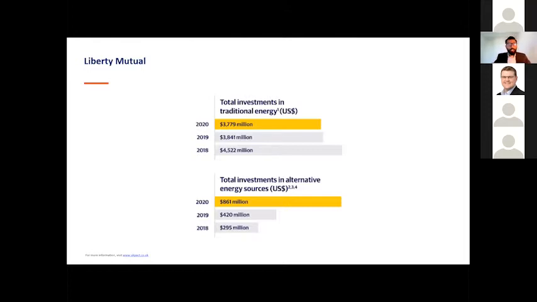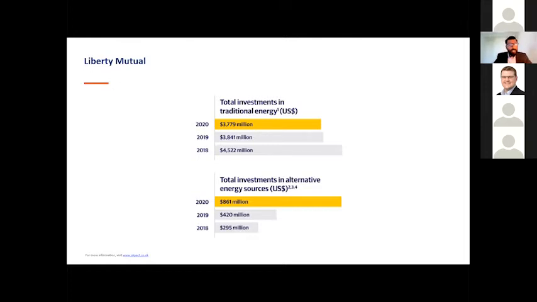Here, the slide is showing the disclosures from Liberty Mutual, a financial services company. They are disclosing, firstly, their total investments in traditional energy. These are investments in fossil fuels, so coal, oil, natural gas. And here you can see per year it's provided. So historical information is provided to allow for trend analysis.